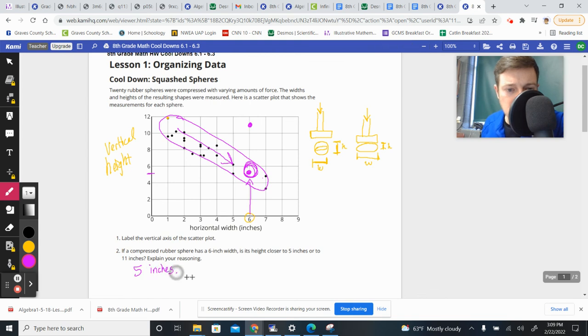Our explanation needs to say something along the lines of: 11 inches does not follow the pattern shown in the scatter plot, whereas 5 inches does. It fits right into the trend that we're seeing as it gets squished. It's getting wider and wider and wider.